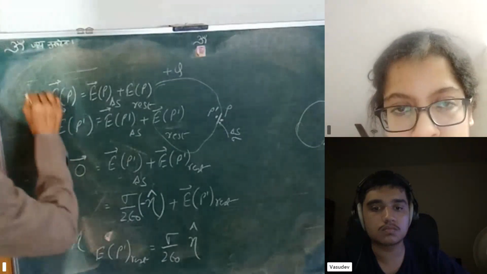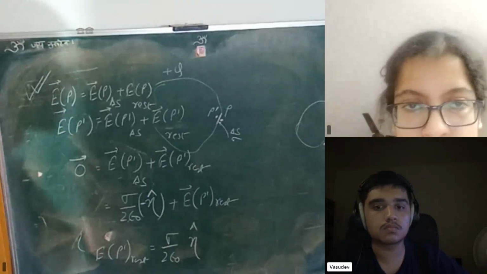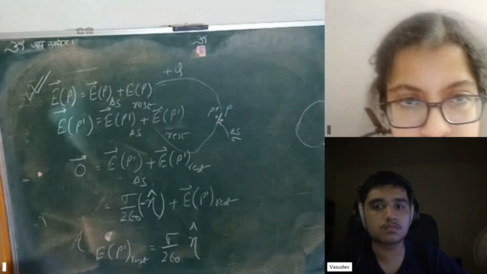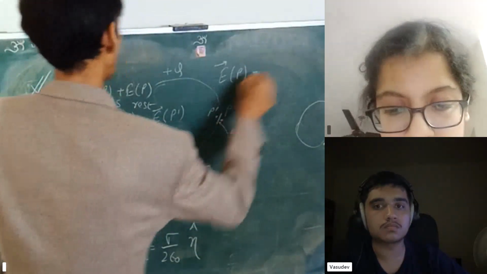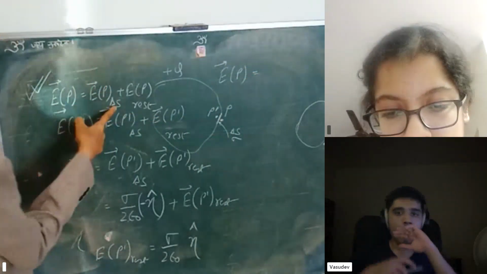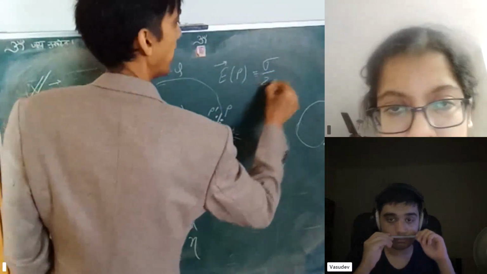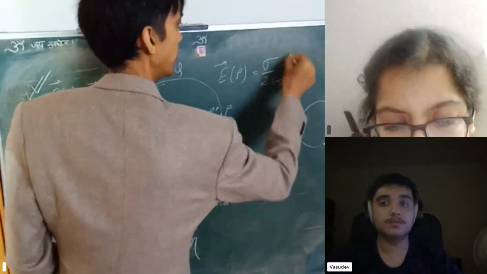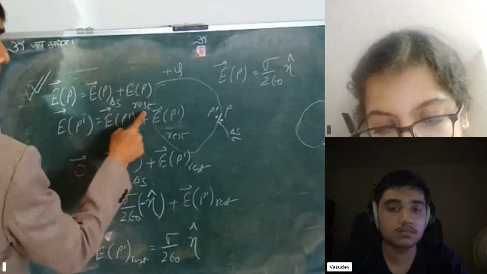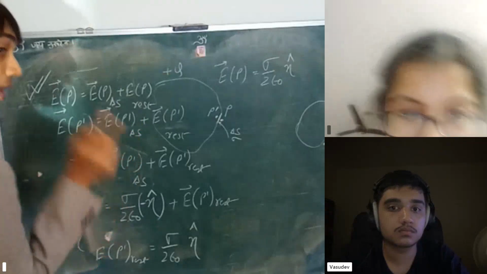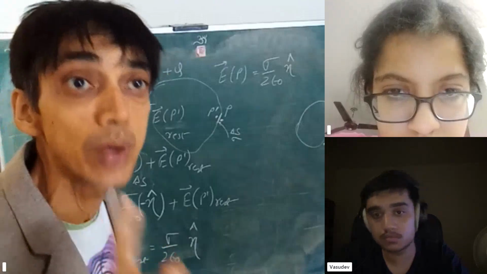Now I come to this one. Not P prime, but P. I wanted to find E at P. So I rewrite E at P. Firstly, it is E at P due to delta S, correct? What will it be? Sigma divided by twice epsilon naught eta due to delta S. And then E at P due to rest. E at P due to rest is how much? It will be equal to E at P prime due to rest. Tell me why.